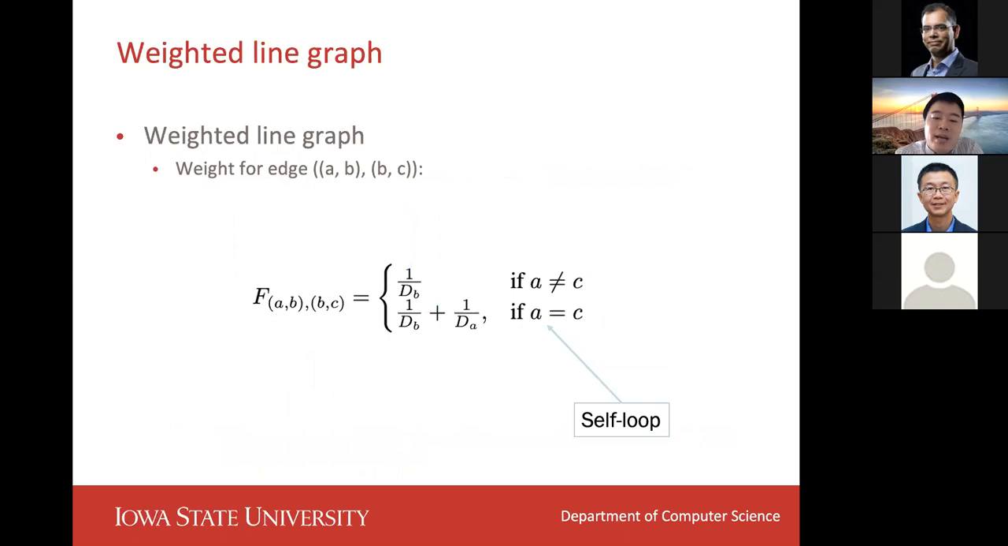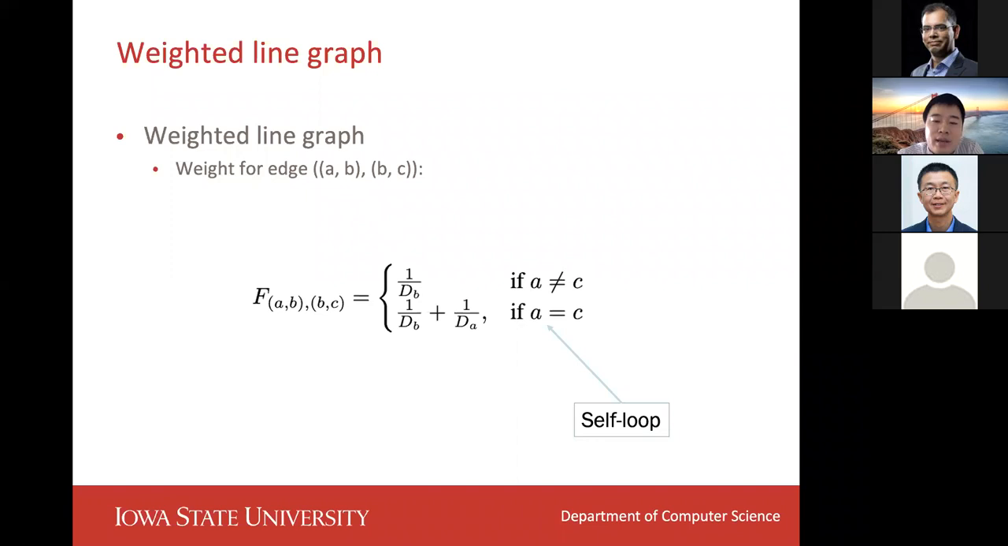To correct this bias, we propose a weighted line graph by assigning different weights to the edges. Here is the formula to compute the weights. In the first case, if A is not equal to C, that means two edges share just a single ending node, and we assign the weight 1 over the degree of node B to this edge. In the second case, it considers a self loop, because we have self loops in the graph. In this case, the two edges share two ending nodes, so the weight will be 1 over the degree of B plus 1 over the degree of A. In this way, we can correct the bias in the line graph.